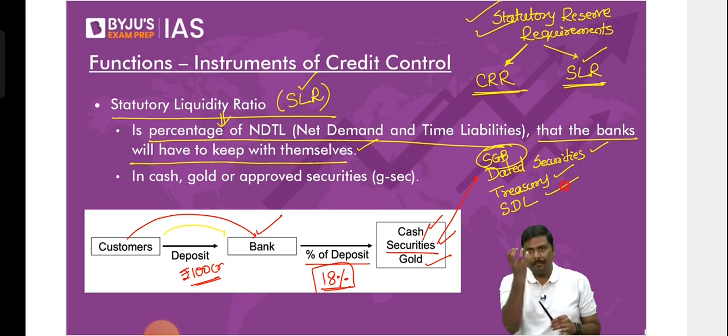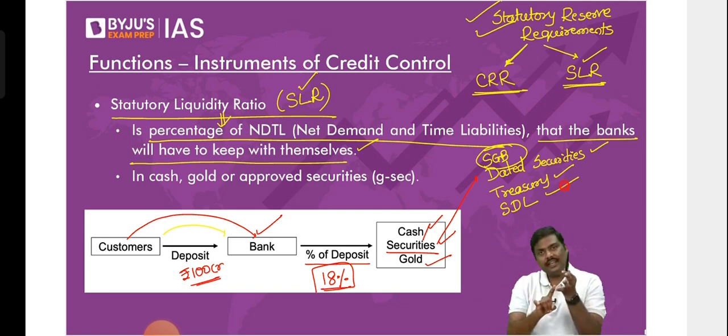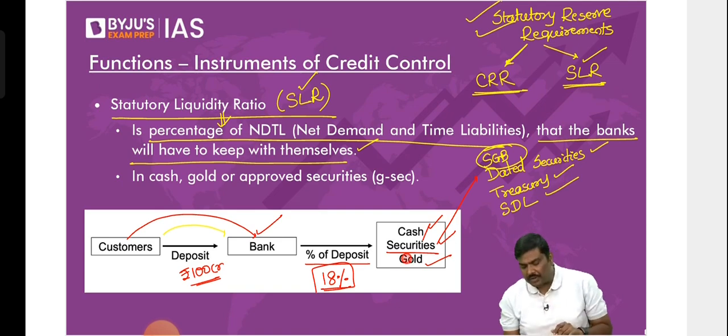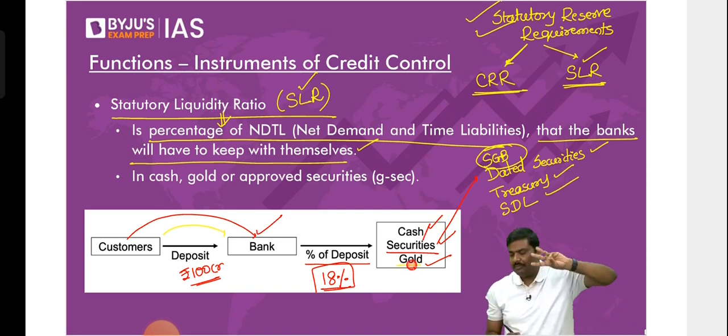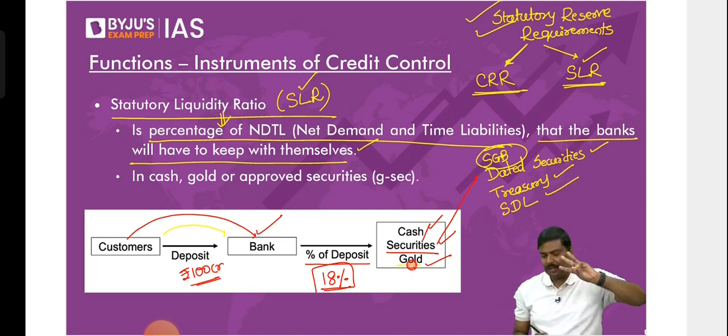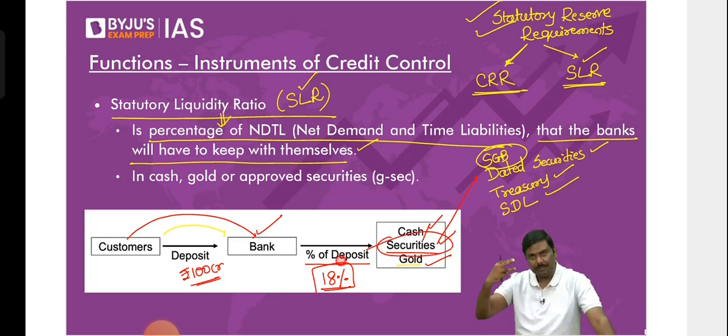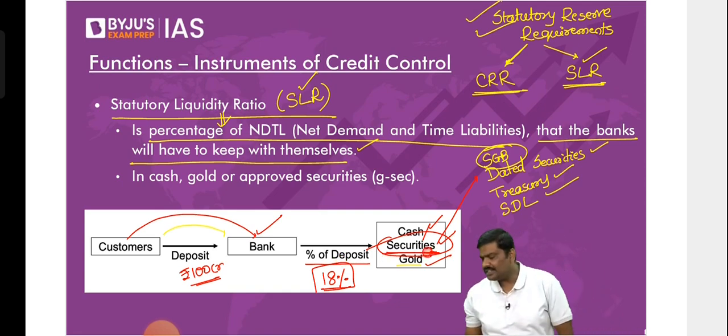So what RBI says is, part of the deposit, you keep it with yourself, either in the form of cash, in the form of gold, or in the form of government securities. Now, despite three options being available, remember this, the banks will choose G securities. Despite the three options being available for a bank, the bank will choose to go with government securities. Why? Imagine you're a bank.